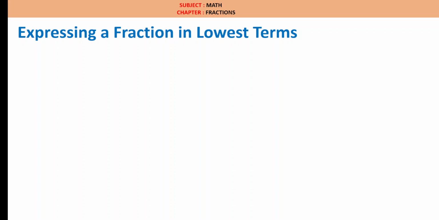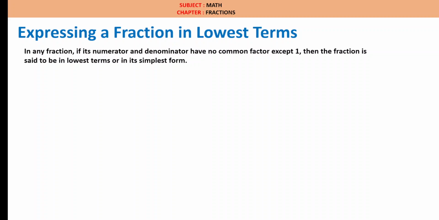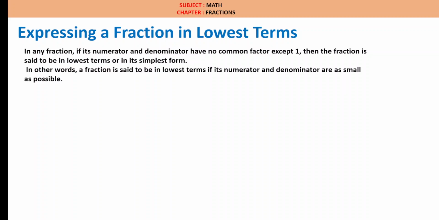Expressing a fraction in lowest terms. In any fraction, if its numerator and denominator have no common factor except 1, then the fraction is said to be in lowest terms or in its simplest form. In other words, a fraction is said to be in lowest terms if its numerator and denominator are as small as possible. For example, is the fraction 16 by 20 in lowest terms?